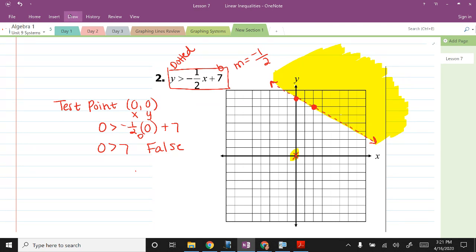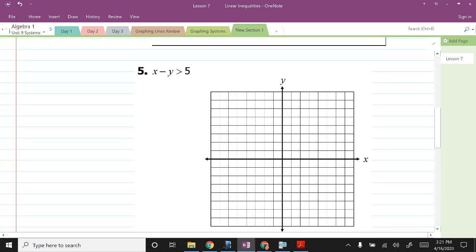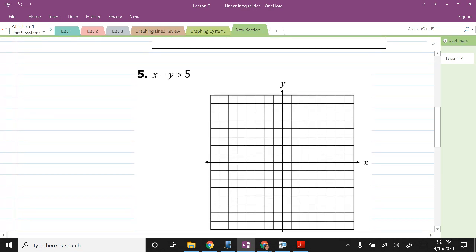All right, so let's do another one. That one was actually in slope-intercept form for us. That was really easy. Let's do one that's not in slope-intercept form. This one says x minus y is greater than 5. This is number 5 on the worksheet. I believe this is still on the front page.